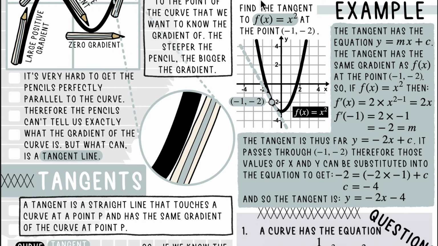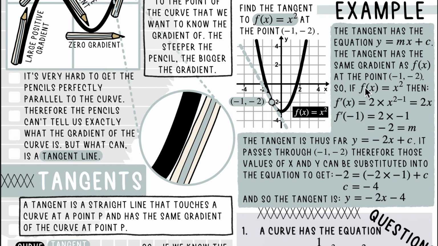Second example: find the tangent to f of x equals x squared at the point (-1, -2). First things first, if you want to find a tangent line, you know that it is a straight line equation, so it's going to look like y equals mx plus c. We need to find the m and we need to find the c. Let's first find the m. You know from the definition of tangent lines that at the point (-1, -2), the tangent line will have the same gradient as the curve. So if we find the gradient of the curve at this point, we've found the gradient of the tangent line at this point. How do we find the gradient of the curve?